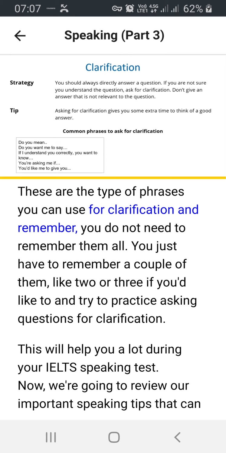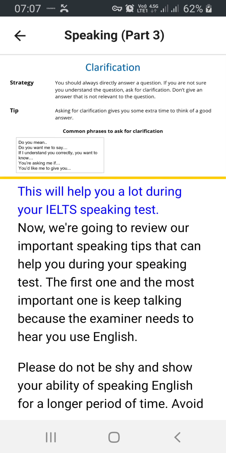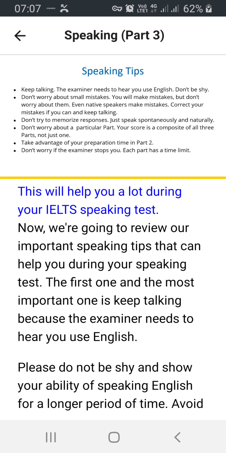And remember, you do not need to remember them all. You just have to remember a couple of them, like 2 or 3, if you'd like to, and try to practice asking questions for clarifications. This will help you a lot during your IELTS speaking test.